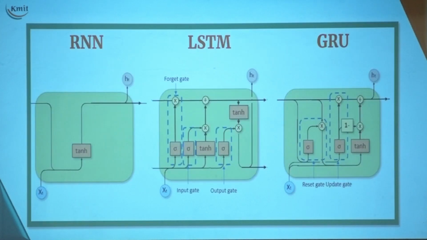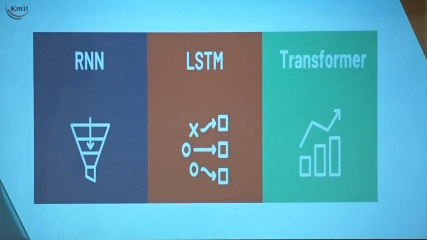So what is the architecture of RNN? X of t and h of t minus 1 are applied to tanh, and we generate h of t. This was done. The architecture is changed a little bit in LSTM and GRU, which will be discussed in the next sessions.